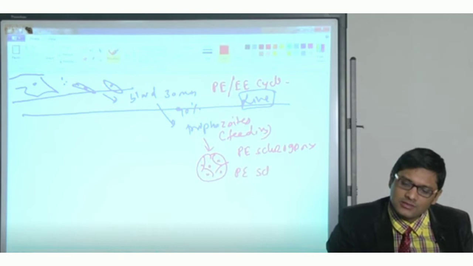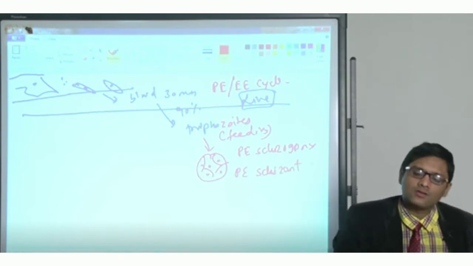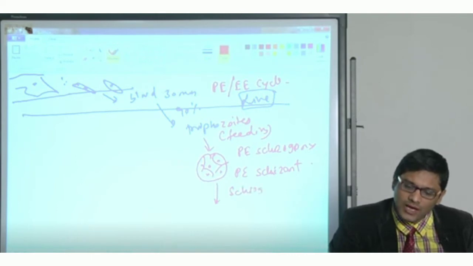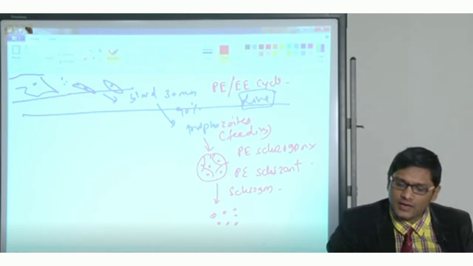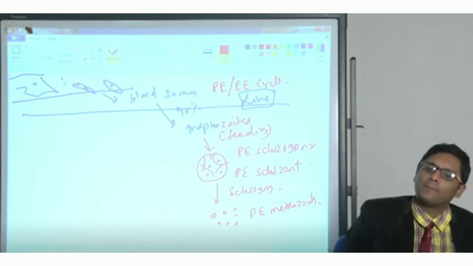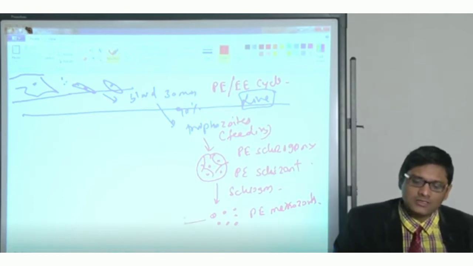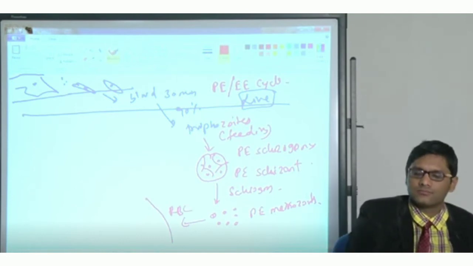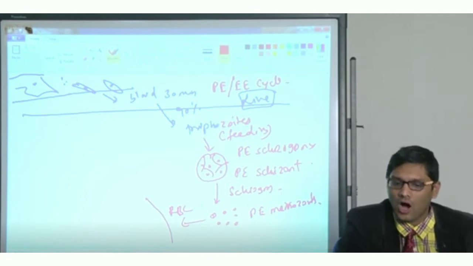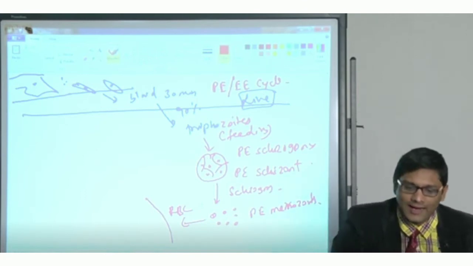Pre-erythrocytic schizont undergoes schizogony to release the pre-erythrocytic merozoites. Pre-erythrocytic merozoites are the infective form to RBC. They infect RBC. So, this happens in how many cases? How much of sporozoites? 90%.